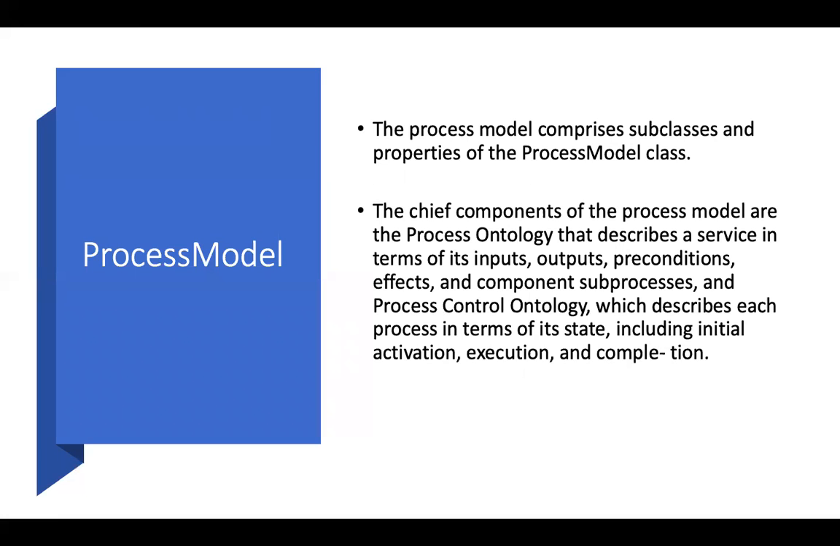The chief components of the process model are the process ontology, which describes a service in terms of its inputs, outputs, preconditions, effects, and components of the process, and the process control ontology, which describes each process in terms of its state, including initiation, activation, execution, and completion. The process control model allows agents to monitor the progression of a service request as part of the process control ontology.